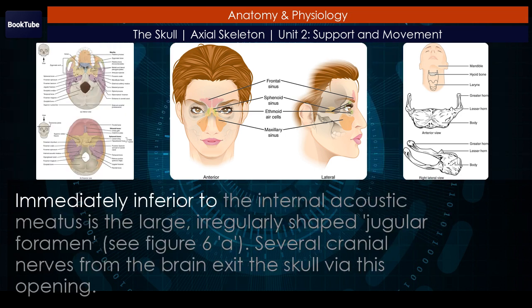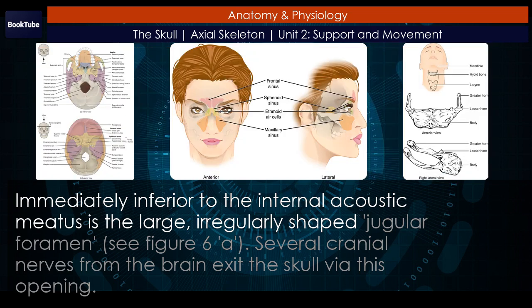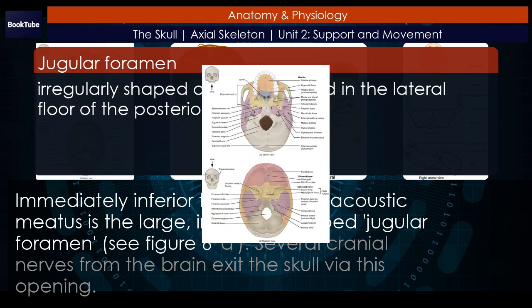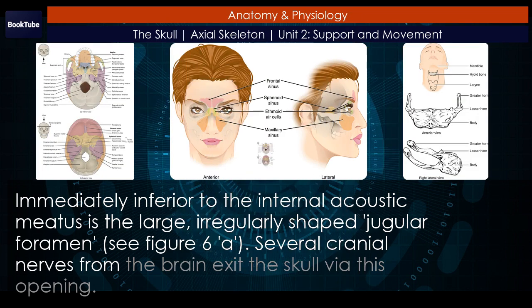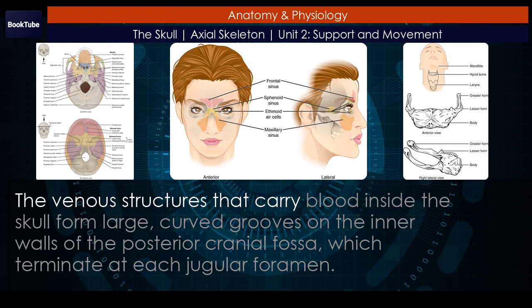Immediately inferior to the internal acoustic meatus is the large, irregularly shaped jugular foramen. See Figure 6. Several cranial nerves from the brain exit the skull via this opening. It is also the exit point through the base of the skull for all the venous return blood leaving the brain. The venous structures that carry blood inside the skull form large, curved grooves on the inner walls of the posterior cranial fossa, which terminate at each jugular foramen.